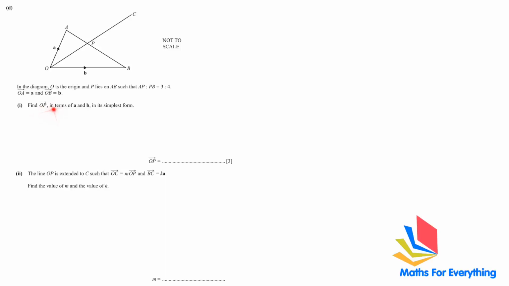To find OP, you will first need to find AB. How can we find AB? The vector AB is equal to, you start from A, you come to O, so AO plus OB. That will give you AB. As we are moving in the opposite direction of the arrow, it's going to be negative a. This we can write as b minus a.